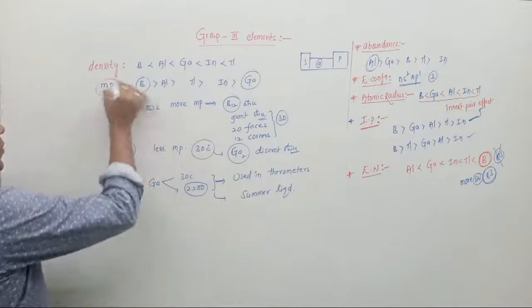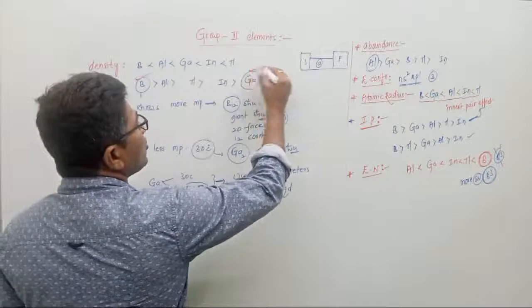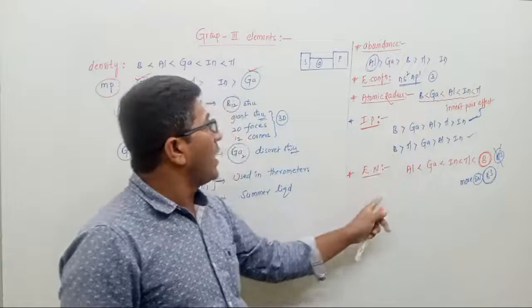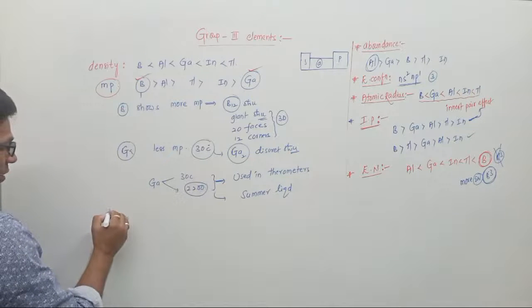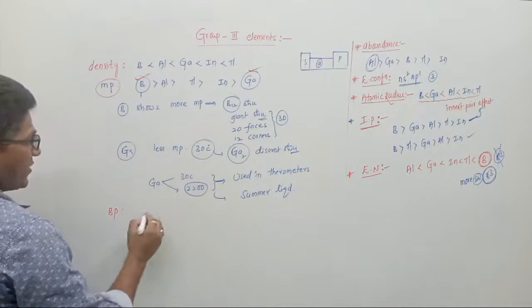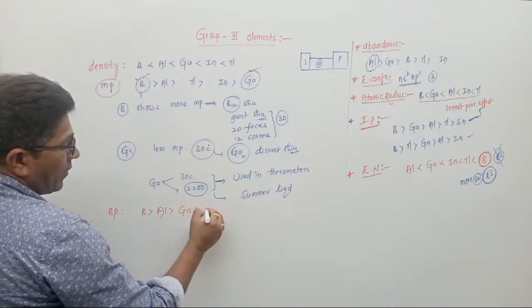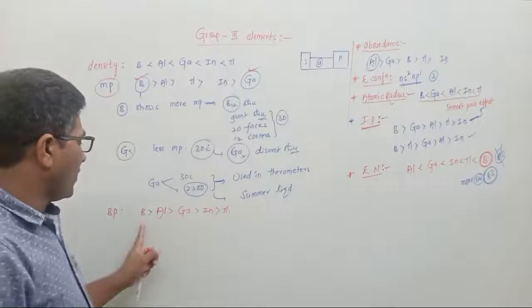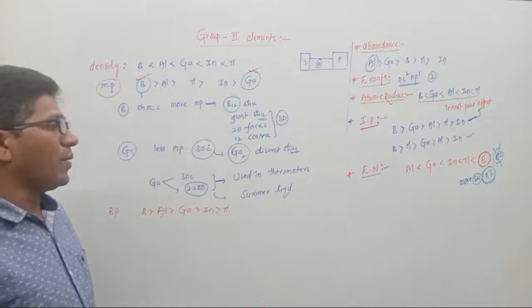This is the order of melting points. Boron shows the maximum melting point, and gallium shows a low melting point, which follows an exception. See here, atomic radius, ionization energy, electronegativity, and next melting point all follow exceptions. Next, go to boiling point. There is no exception: boron, aluminium, gallium, indium, and thallium. From top to bottom, boiling point decreases.